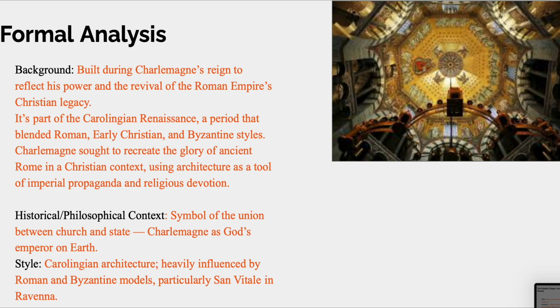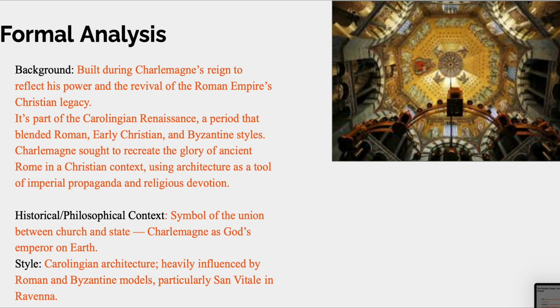Charlemagne sought to recreate the glory of ancient Rome in a Christian context, using architecture as a tool for imperial propaganda and religious devotion. Some historical and philosophical context of the cathedral: it was a symbol of the union between church and state, with Charlemagne as God's emperor on earth.